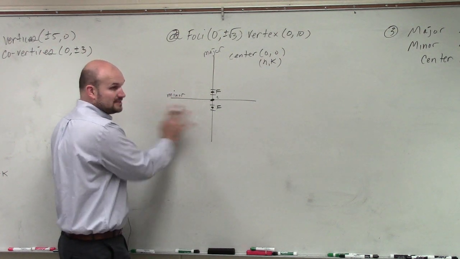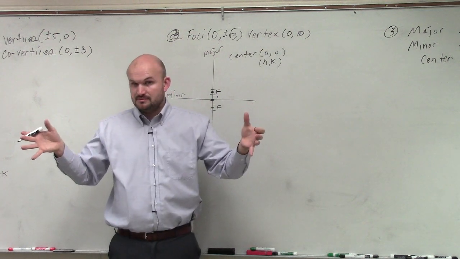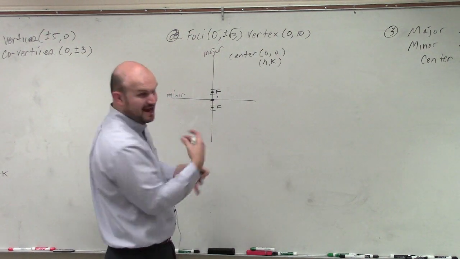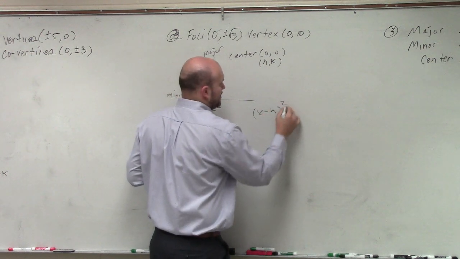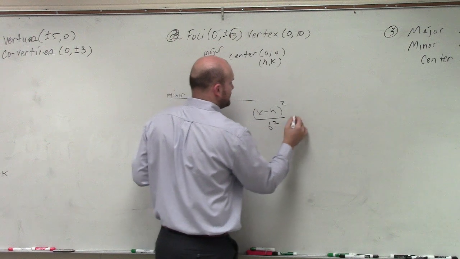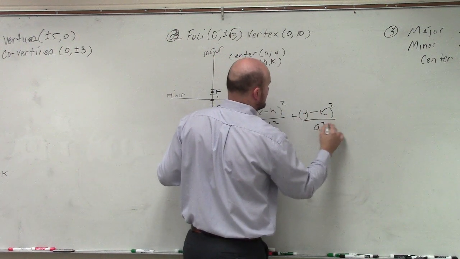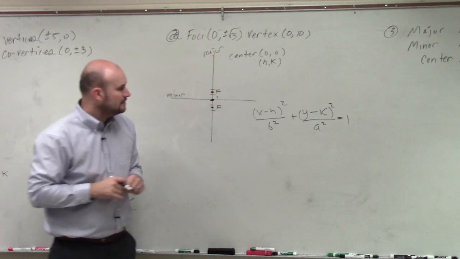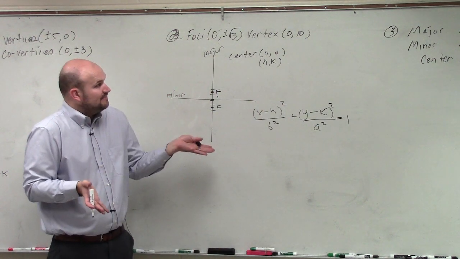That's all important because now, do I know what the general equation of my ellipse is? Yes. It's the one where a is under the y. So I have (x minus h) squared over b squared plus (y minus k) squared over a squared equals 1. Now I just need to figure out what a and b are.